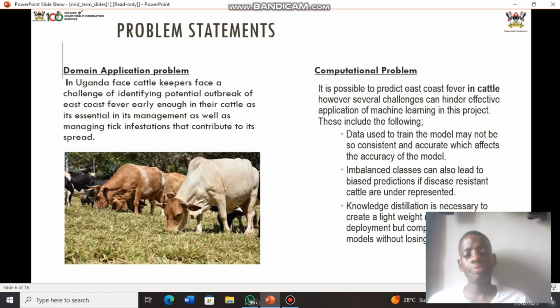Another challenge is the knowledge distillation we used to create a lightweight model, for example in our deployment. But the student model we deploy is less accurate than the teacher model, which also reduces the accuracy and the efficiency of the deployed machine learning model.